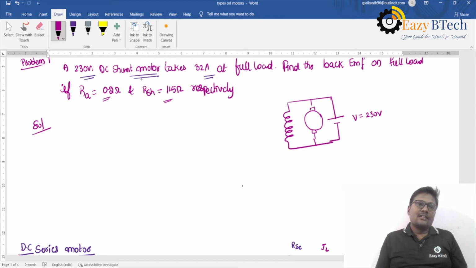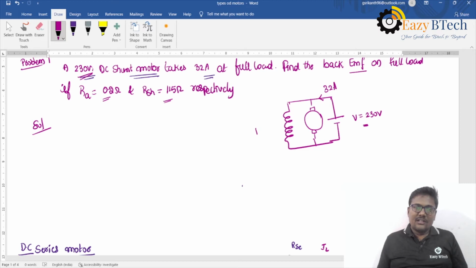You can remember, if it is a DC shunt generator or any generator and a voltage is mentioned, that represents the electrical output. That means a 220 volts or 230 volts DC shunt generator refers to the terminal voltage. For a DC motor, the input is electrical. That's why this 230 volts is our supply voltage. It takes 32 amperes at full load. Find the back EMF EB if RA is equal to 0.2 ohms and RSH is 115 ohms.